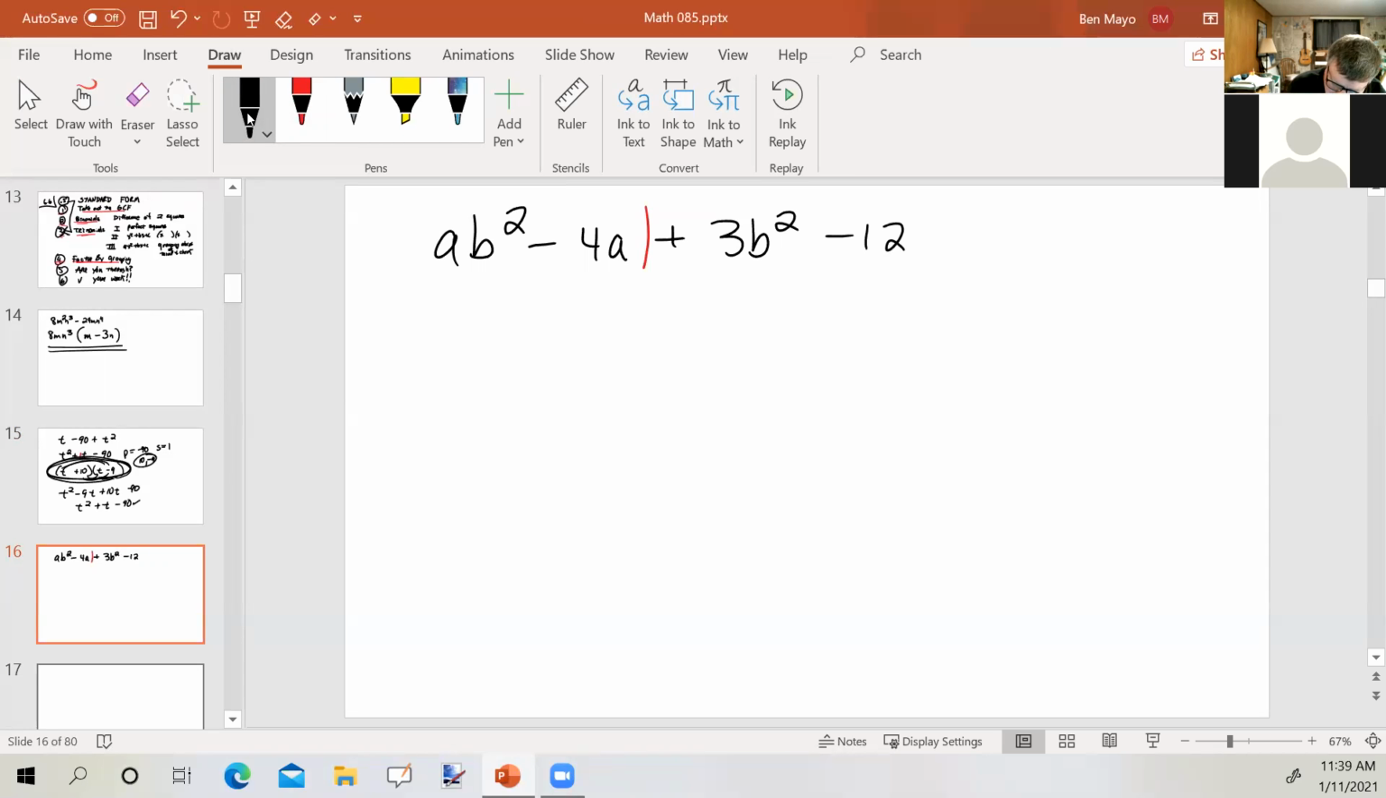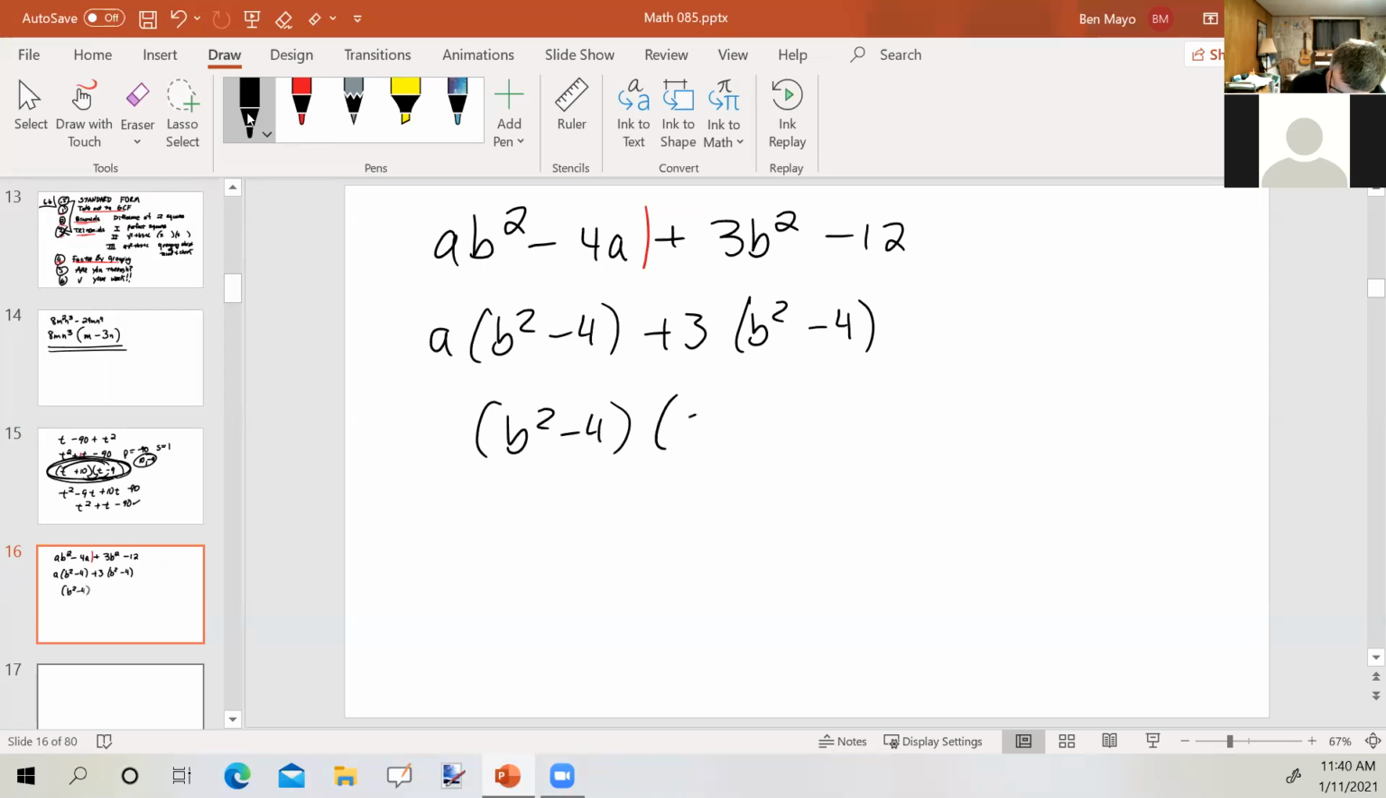Let's see, the greatest common factor of the first 2 terms is a with a leftover of b squared minus 4. So for that to work, I have to have b squared minus 4 as the leftovers on the right side. And I would have a plus 3 outside. So that would give me b squared minus 4 times the quantity a plus 3. But then the question is, are we through?